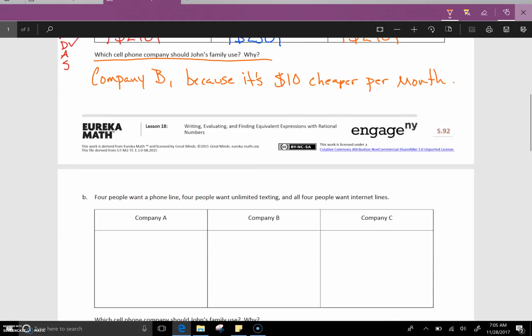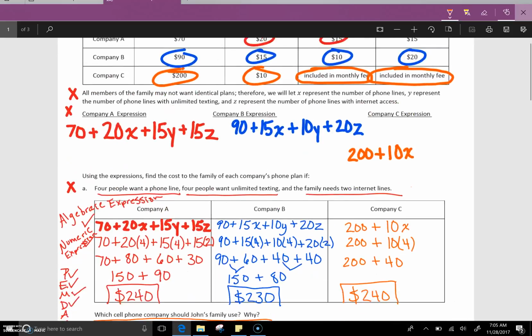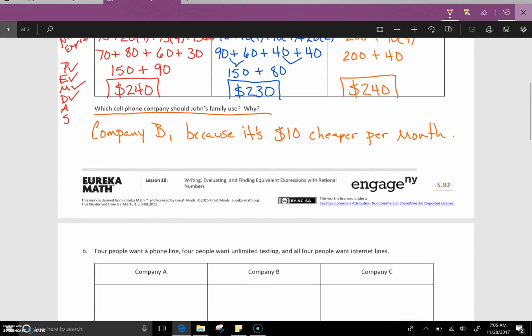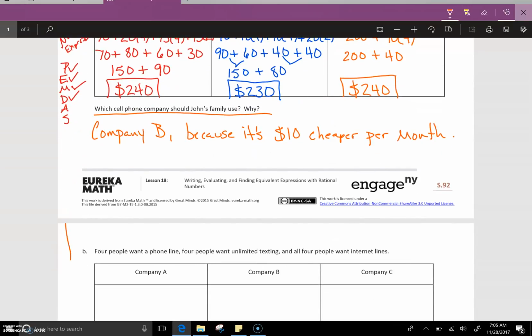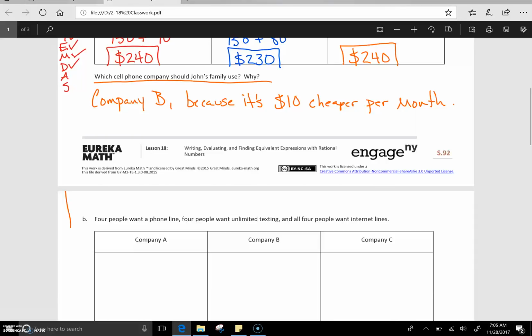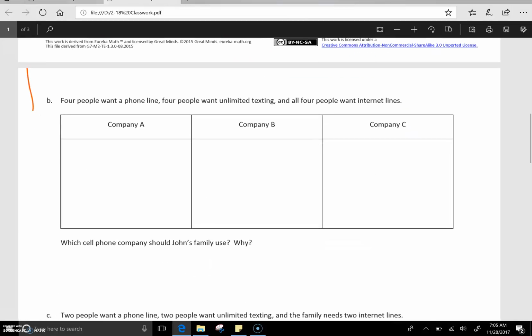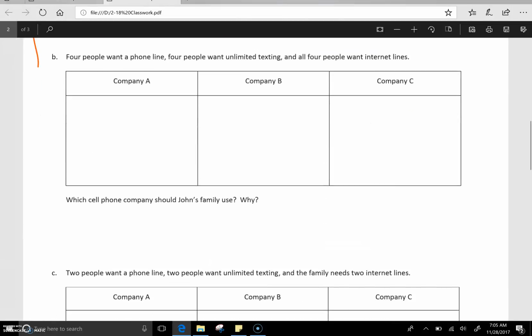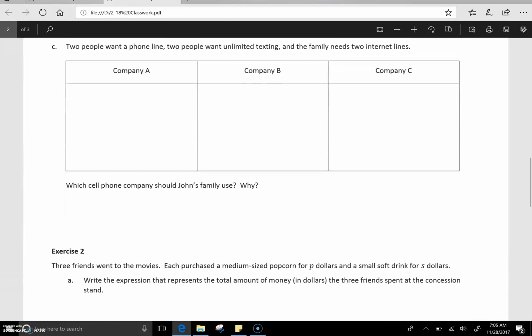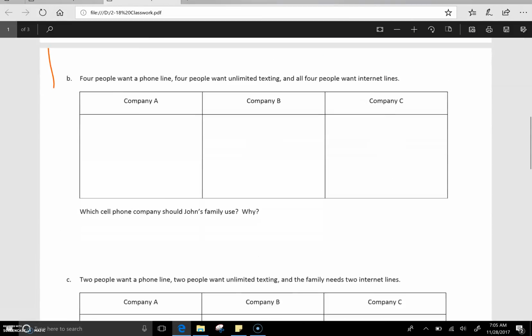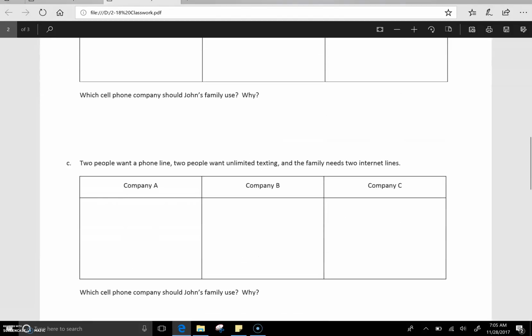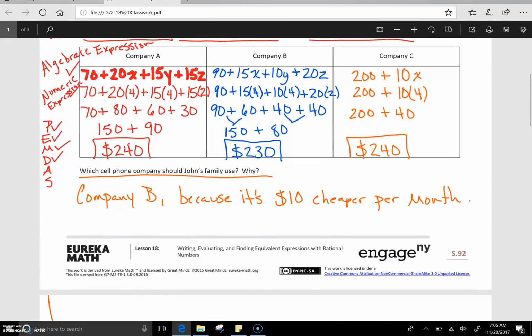Okay, so what you're going to do, we just took those expressions for each company, those algebraic expressions. We plugged them into a table for part A. Your job now is to do that same thing for part B and answer the question, and do that same thing for part C. So you can close your Chromebook at this point. Go ahead and work on part B and part C. It should look very similar to part A.